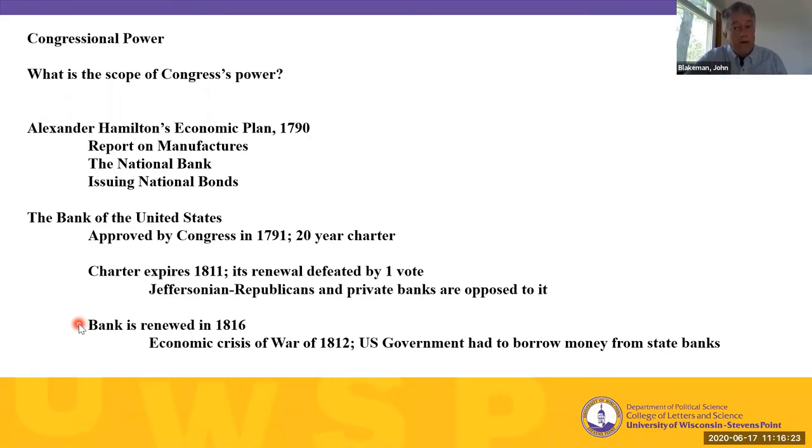The bank, however, is renewed by Congress in 1816, signed into law by President James Madison. And this comes after the economic crisis brought about by the War of 1812, where the federal government and states incurred a lot of debt to enter a war with the British. The US government actually had to borrow money from state banks. And that's not necessarily a good financial position for the US government to be in. So momentum built to renew the National Bank for another term, which is what happened.